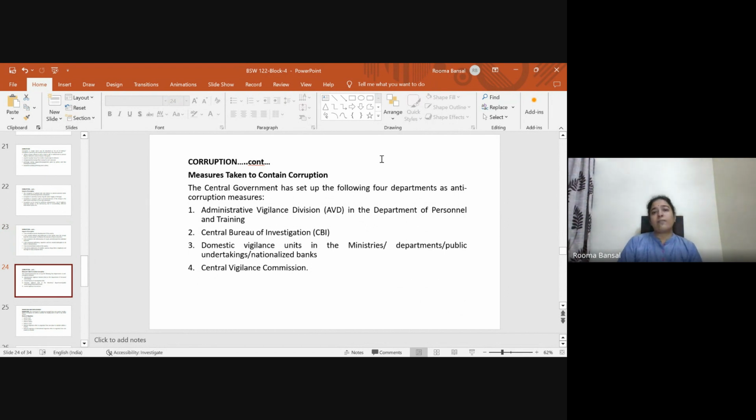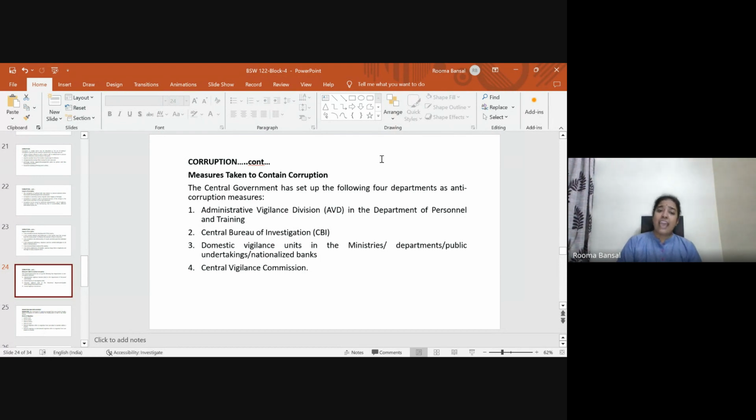The central government has set up the following four departments as anti-corruption measures. Number one, Administrative Vigilance Division in the Department of Personnel and Training. Number two, Central Bureau of Investigation, CBI. Number three, Domestic Vigilance Unit in the ministries, departments, public undertakings, and nationalized banks.